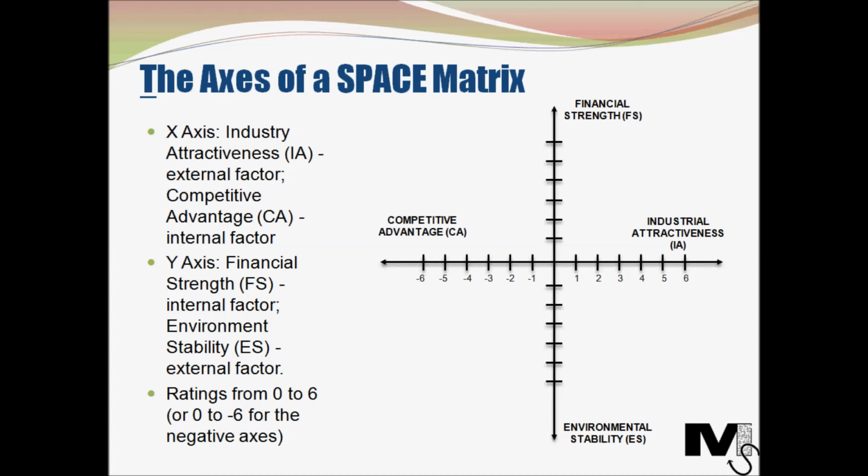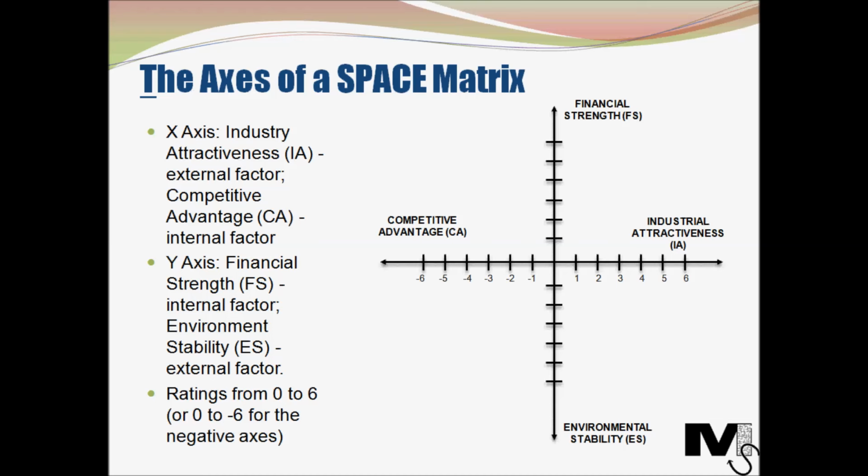Now, a way to remember this would be the X-axis has industry attractiveness IA and CA. So the X-axis has IA and CA, ending with A, and the Y-axis has financial strength, which is FS, and ES. So FS and ES. So the abbreviations ending with A are on the X-axis, and the abbreviations ending with S are on the Y-axis, okay? And each axis actually has ratings from 0 to 6. Or actually 0 to -6 for the negative axis.